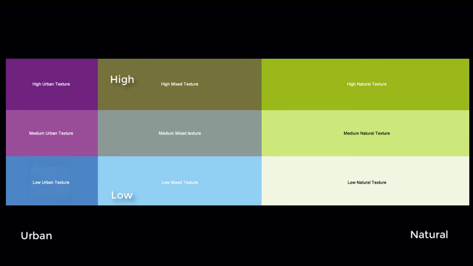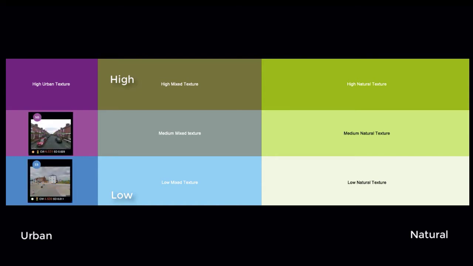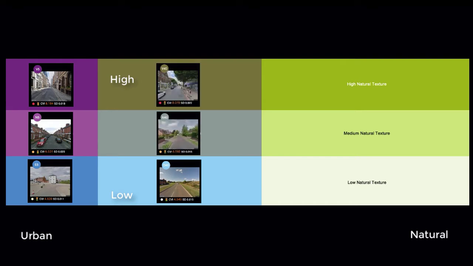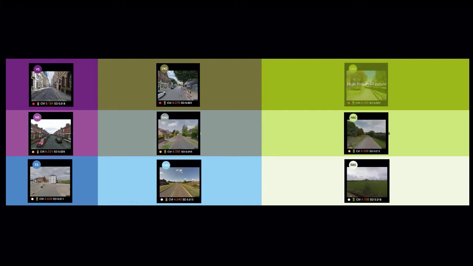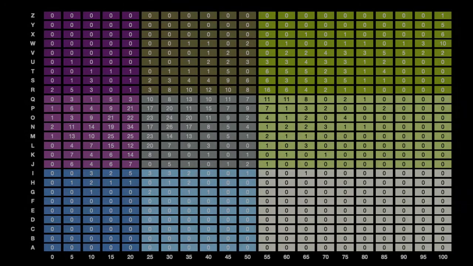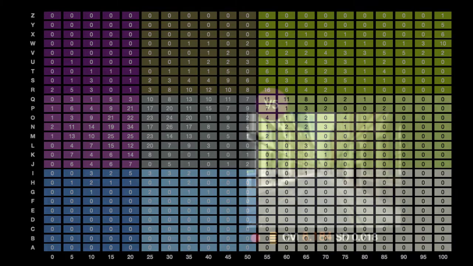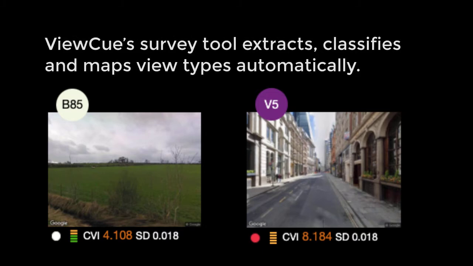These examples illustrate each of the 9 major view type categories, from low to high urban textures on the left through to low to high natural textures on the right. Each one reflects the combined physical characteristics of the location. We can further break down the 9 categories into specific view classifications. This allows us to provide each view with an identifier based on its level of visual texture and its texture type from urban through to natural.